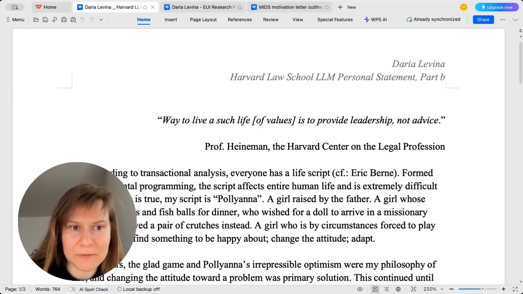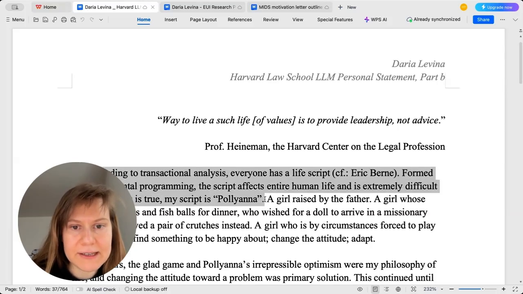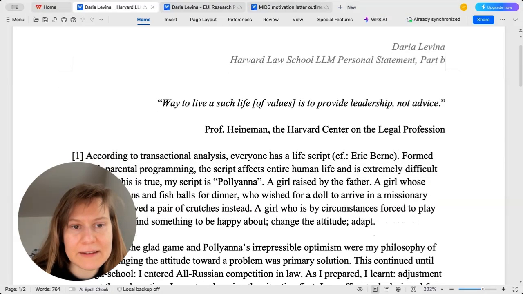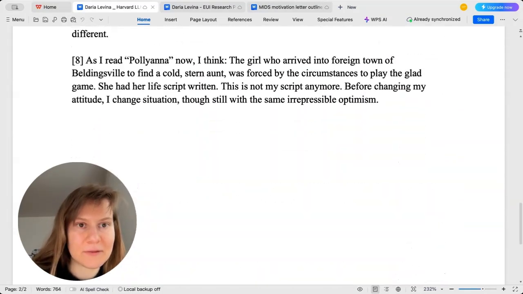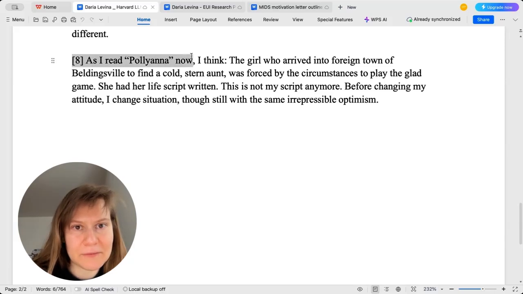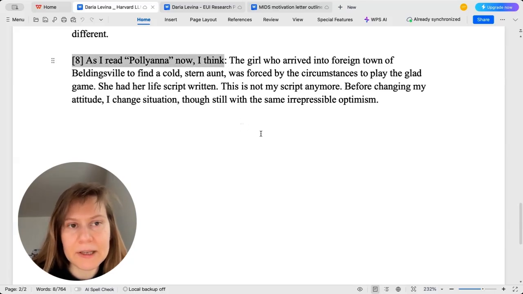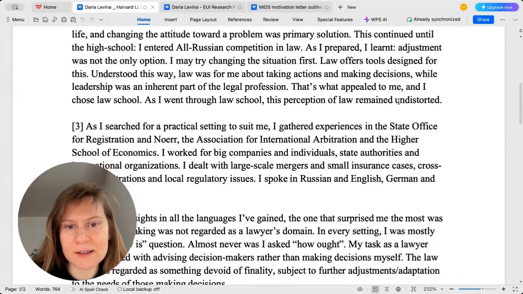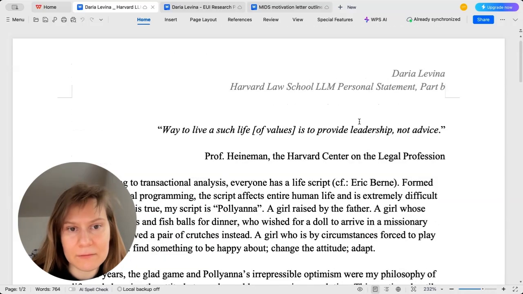Regarding the structure of the body of the essay, you will see that it is circular. I start with a metaphor, and the metaphor is about an American children's book called Pollyanna. And I conclude with the same metaphor. This is just something that I really like doing. I like bringing things back to where I started to show the character development. Of course, you don't have to do that, and it's only one way to write.